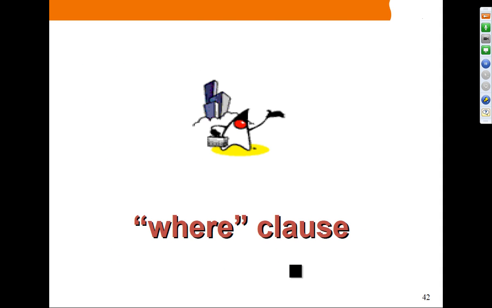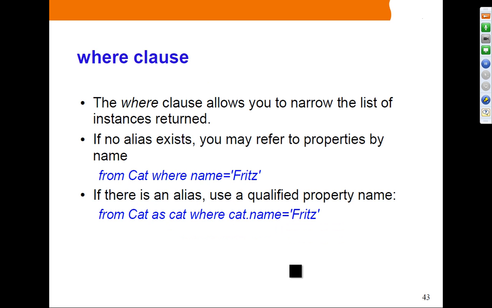All right, the where clause. Here, get all Cat instances whose name is Fritz. And if there is an alias, use the qualified property name, so cat.name is Fritz.